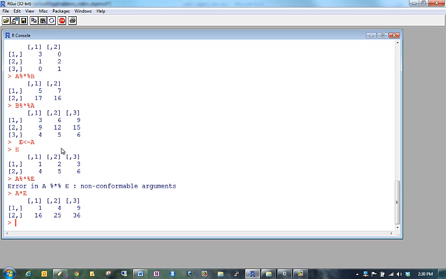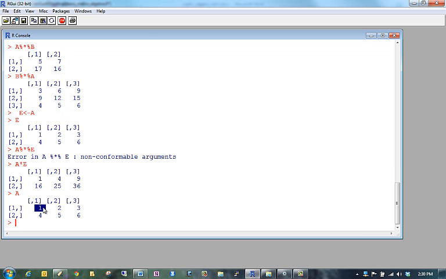So the first element of A, which is 1, is multiplied by the first element of E, which is 1. So you take 1 times 1, I get 1. Let's look at the 2, 3 element, 6 and 6. 6 times 6 is 36. Notice that to do element-wise multiplication, you need to have matrices of exactly the same dimension. But my main purpose in showing this to you is to show what the asterisk does and how it differs from the percent asterisk percent syntax in R.